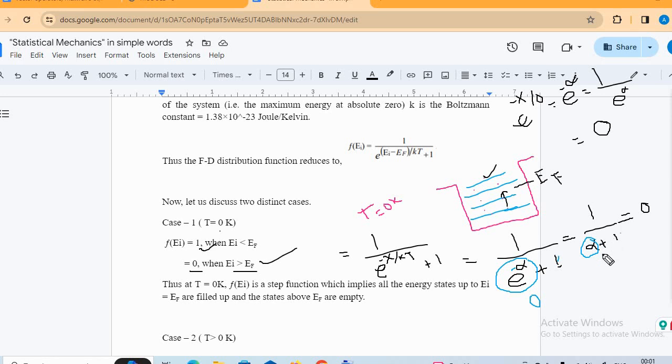And so obviously this is 0 plus 1, and you have 1 divided by 1. So this becomes 1 in this case. So one can get, at T equal to 0, from the Fermi level EF, this is referred to as Fermi level energy. So all the particles are available up to the Fermi level energy. Okay.